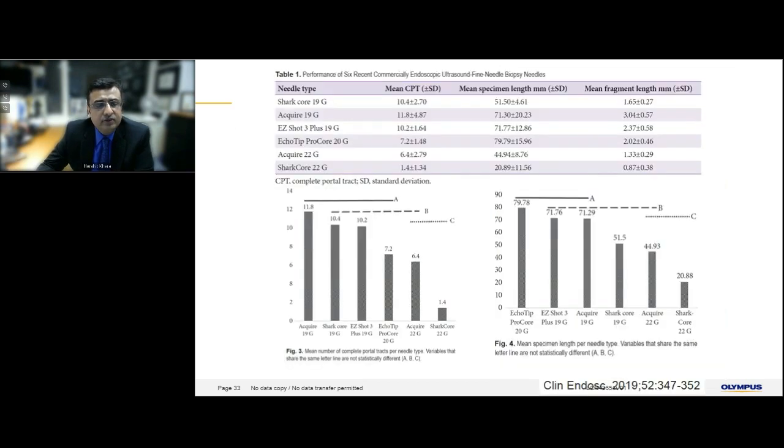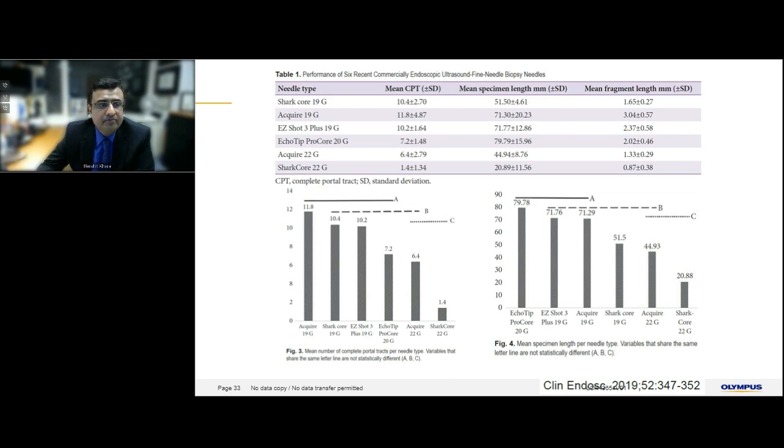And basically what they found is the 19 compared to the 22 when you look at the complete portal trials. So all the 19 gauge needles outperformed the 22 gauge needles. So in that regard, the 19 Acquire, 19 SharkCore, and the 19 EZ-Shot yielded similar complete portal trials. But if you look at the specimen lengths, in this case, the 19 EZ-Shot and the 19 Acquire definitely outperformed the other needle lengths and diameters.